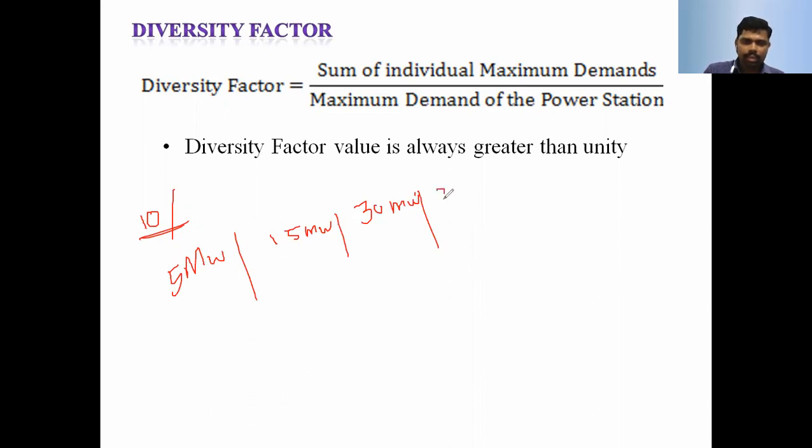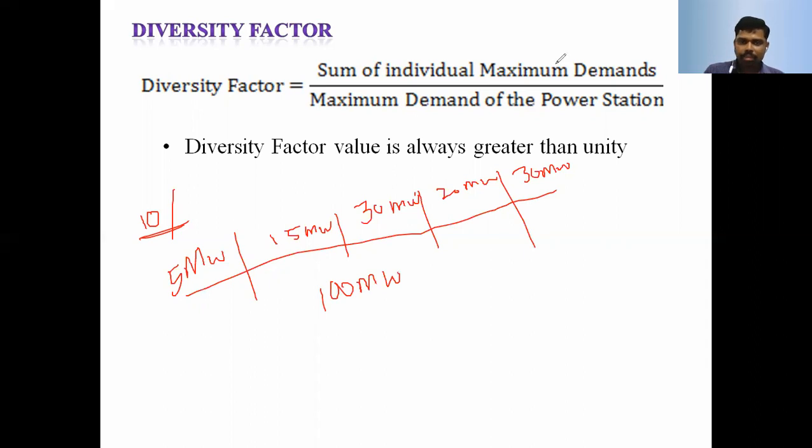30 megawatt. The third one is connected for 20 megawatt. And the fourth one is connected for 30 megawatt. On an average, how much? Total here: 20 plus 30 is 50, plus 20 is 70. Total 100 megawatt. This is the sum of individual maximum demand, the maximum demand on the power station.